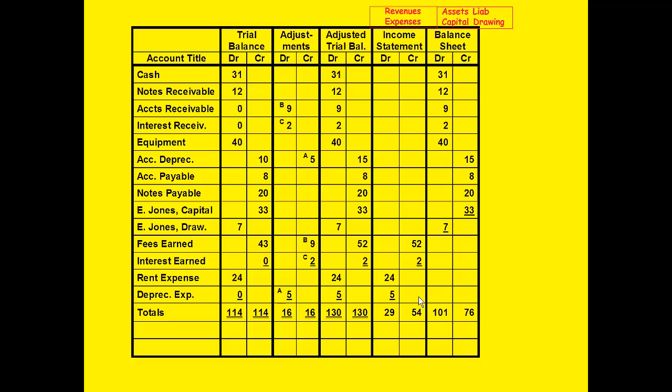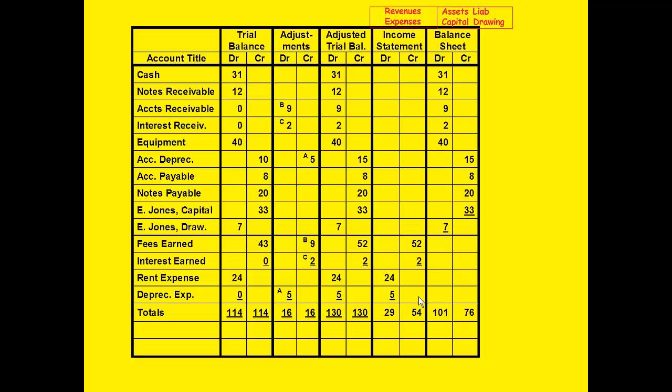Now I have 29 and 54 in the income statement column. That's the difference of 25. 101 and 76 in the balance sheet column. That also is a difference of 25. And notice we're off in the opposite direction. In the income statement, I had more credits than I did debits. In the balance sheet, I had more debits than credits. That's a good sign. Same amount, opposite direction.